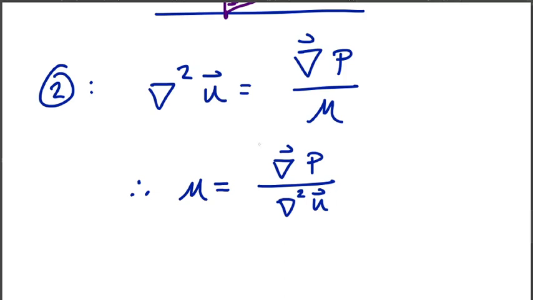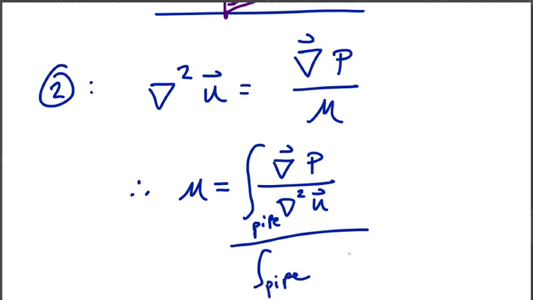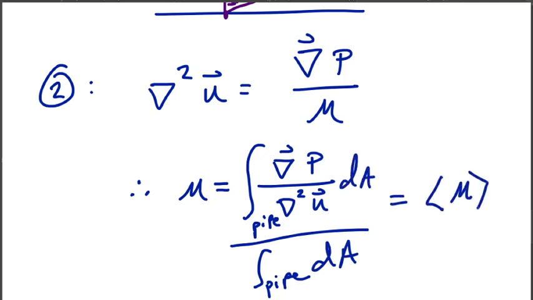And what we're really talking about is some sort of integral over the pipe or tube, and then we'll be normalizing by the cross-sectional area of the pipe. So if we integrate over our pipe area, this is the definition of a weighted average for our mu. And this gives us a mu that's the average viscosity of our fluid.